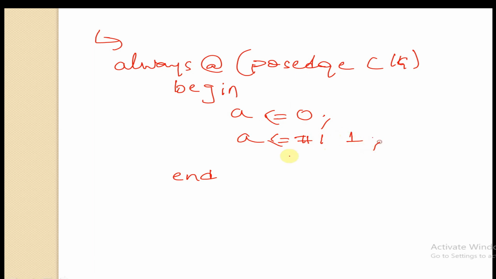A is equal to, yeah, yeah. Inter assignment is used in blocking statement or intra non-blocking? No, no. I will explain about it. Not like that.